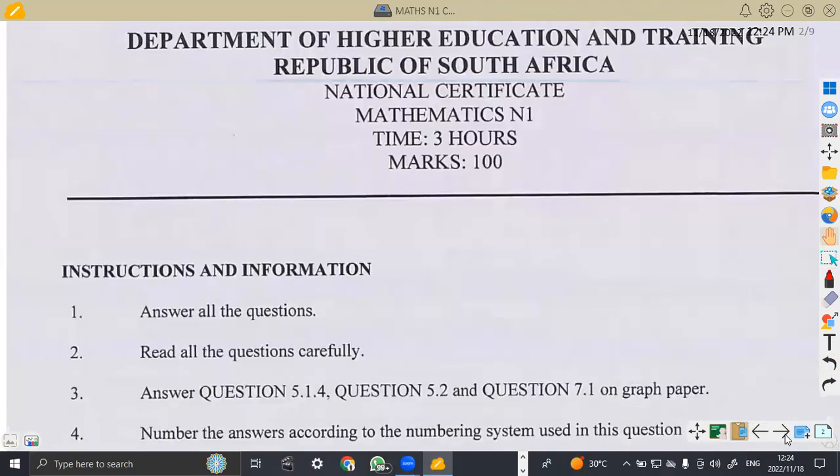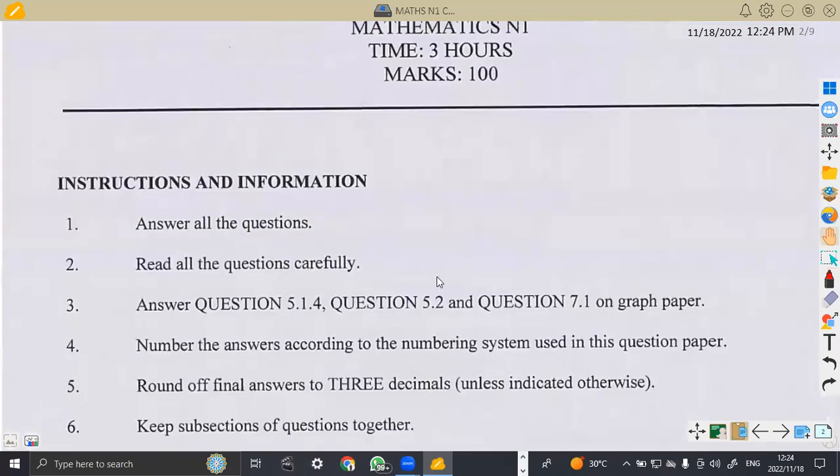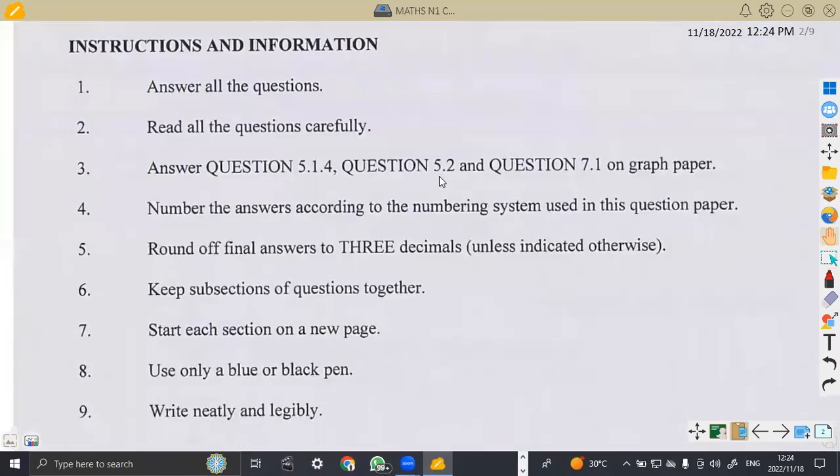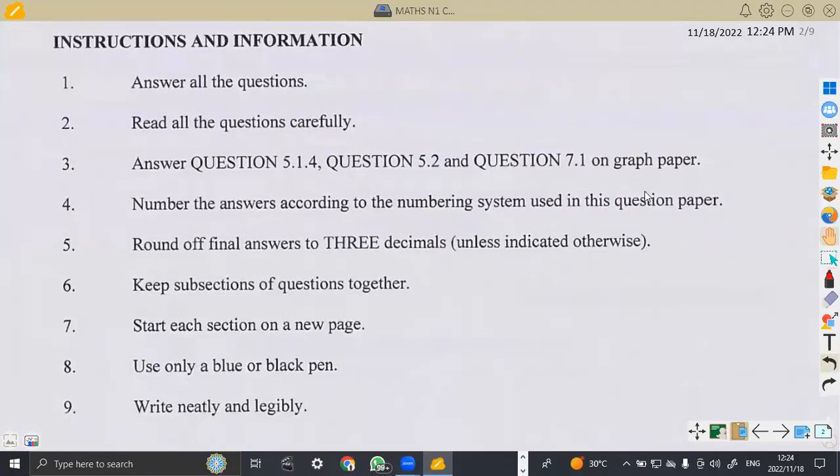So without wasting much of the time, we just want to quickly see the instructions and the information that we are given. Remember your instructions, guys, and the information. Read everything and understand everything that you are given from the question paper.